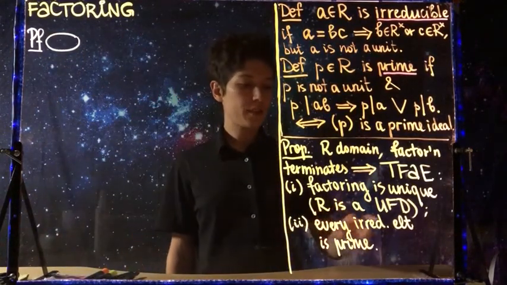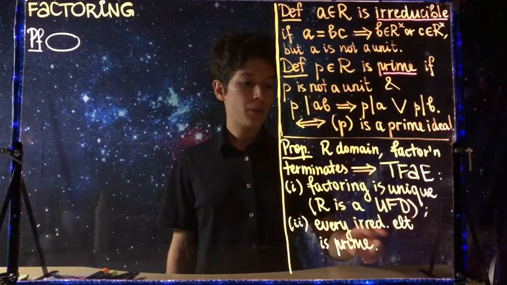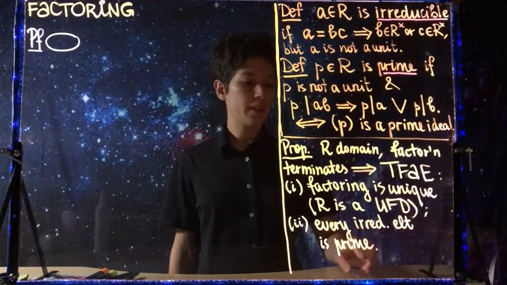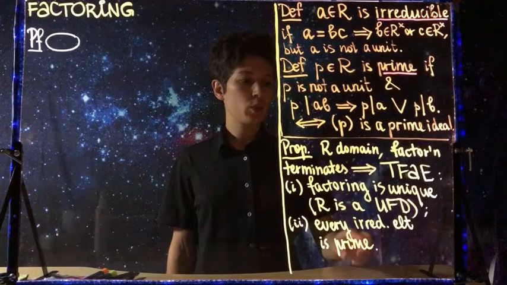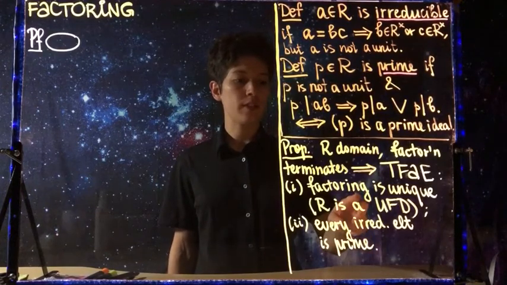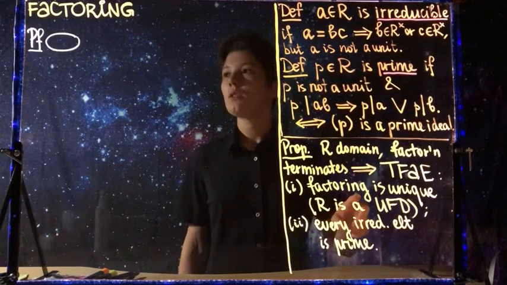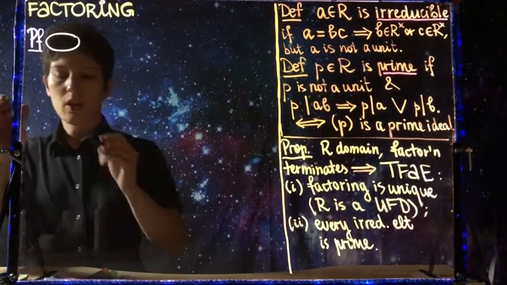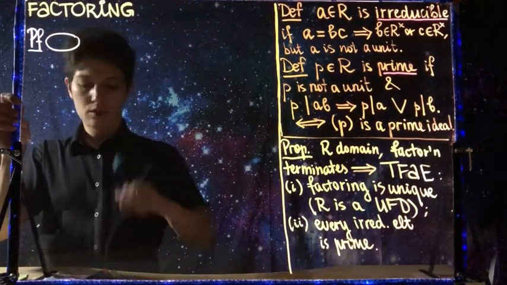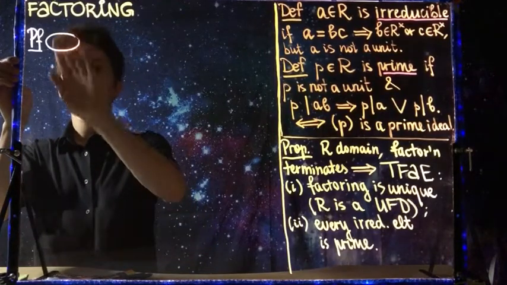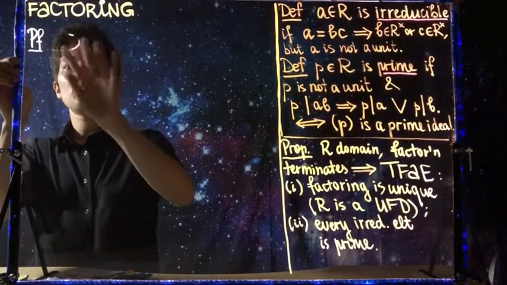So we saw that if there is an irreducible element that is not prime, this would imply that a certain element would have non-unique factorization. And now let's prove the opposite. So 2 implies 1.